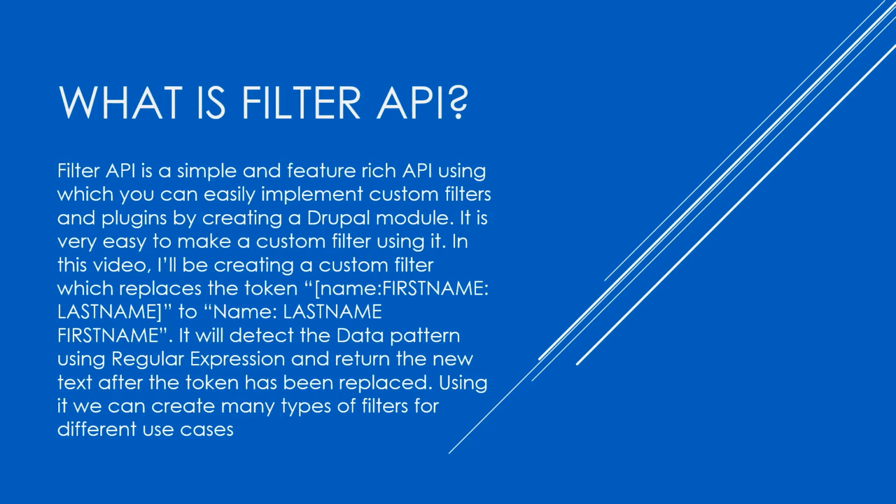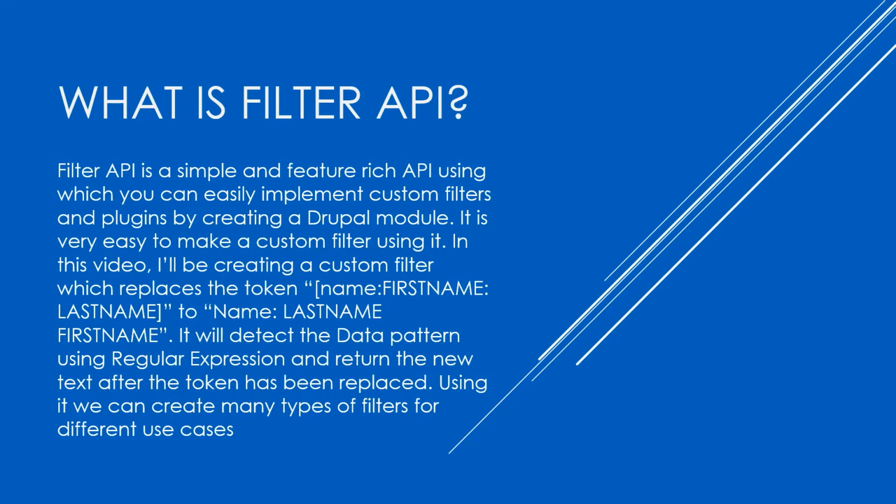In this video I'll be creating a custom filter which replaces the token name, first name last name, to name, last name first name. It will detect the pattern using regular expression and return the new text generated after the token has been replaced. Using it, we can create many types of filters for different use cases. It has 4 types of filters, and for this filter I'll be using type transform irreversible.